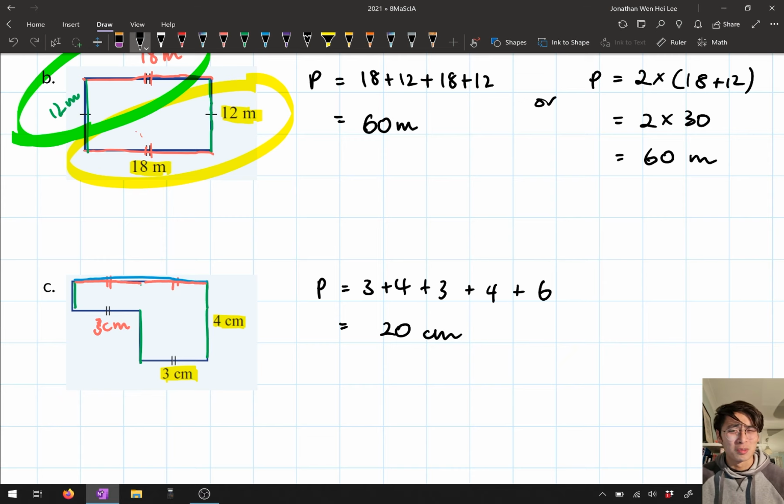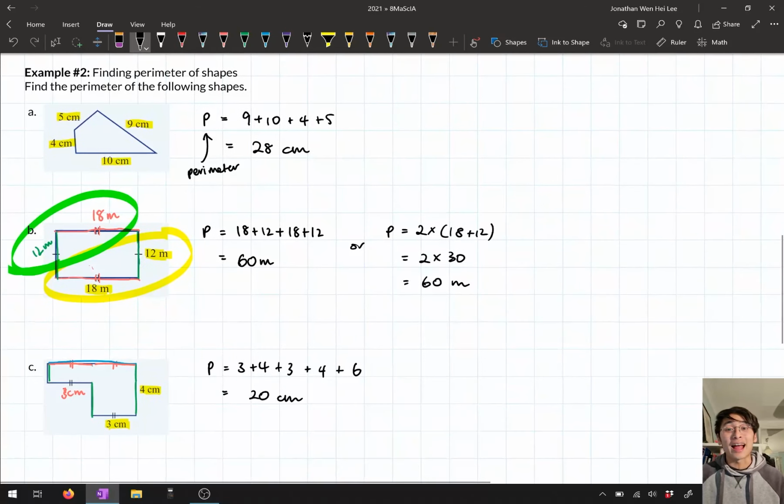Okay, so this one was a little bit trickier and required a little bit of thinking and an extra step involved. But that's how we find perimeter. Perimeter is just a total length on the outside of a shape. And so what we need to do is just figure out what lengths make up this outside of my shape and just add them all together if possible.